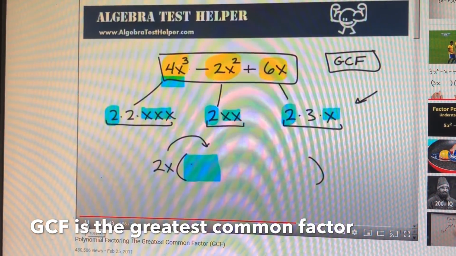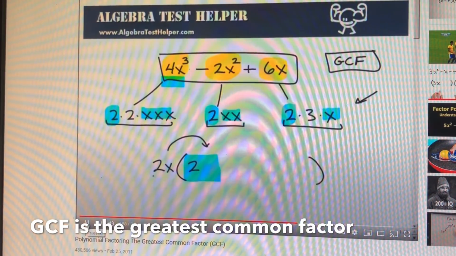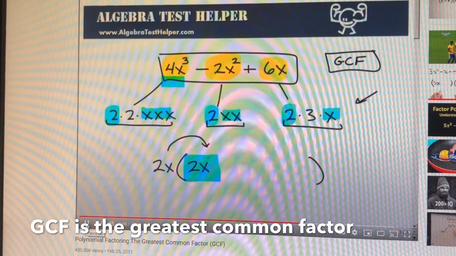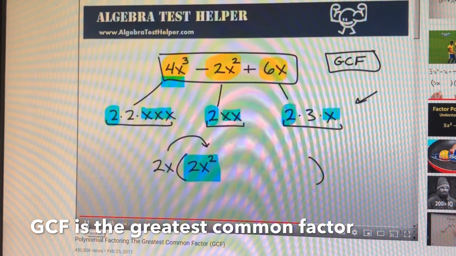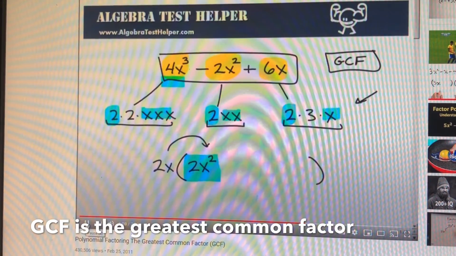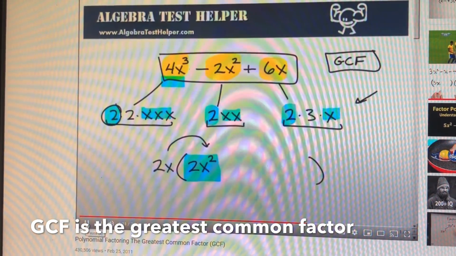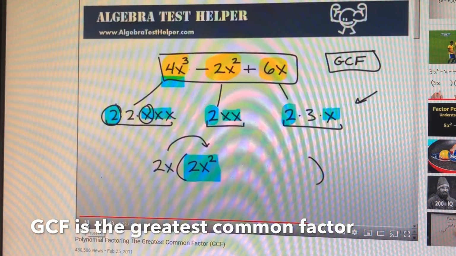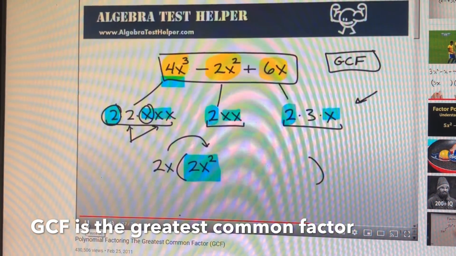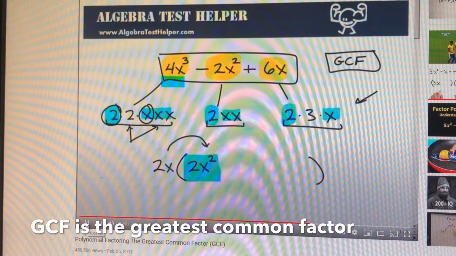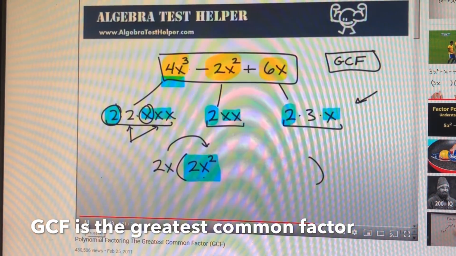What would that be? Well, we need a 2 to get that 4, right? And we need an x squared, because 2x times 2x squared will get me back to 4x cubed. So this is the whole idea behind factoring. Now, if I take my 2 and my x out, that's my GCF, look what I'm left with. I'm left with 2x squared, right? So that's what I have here, 2x squared, as my factoring.